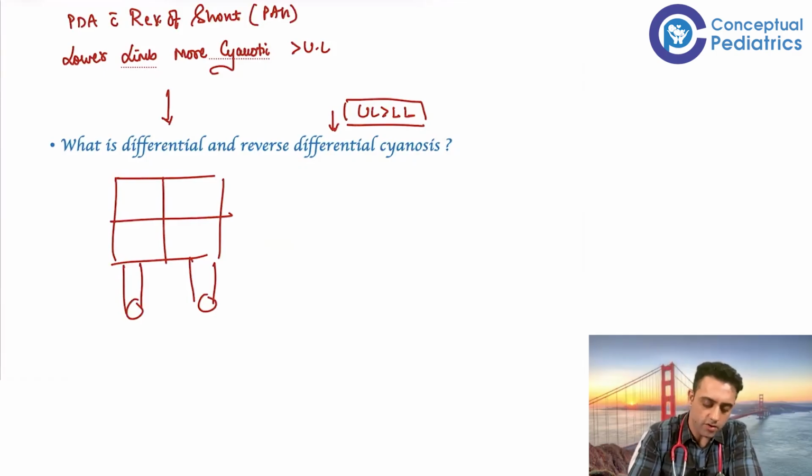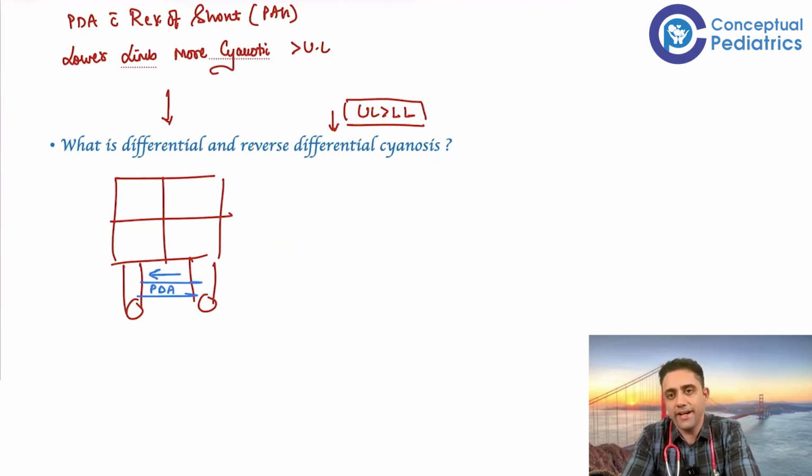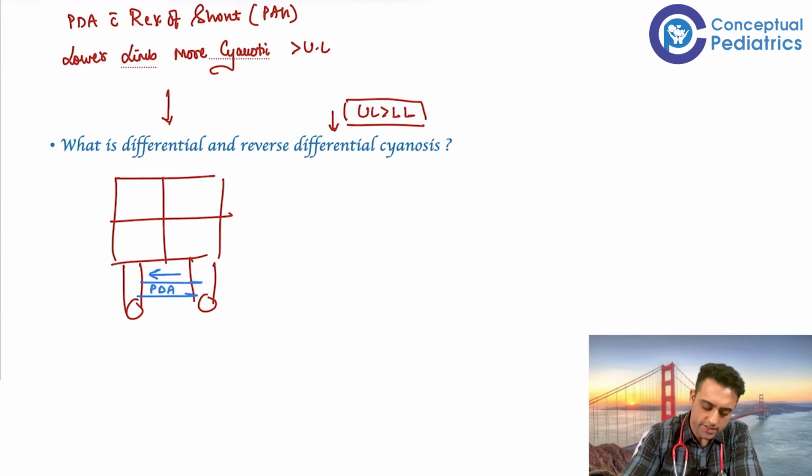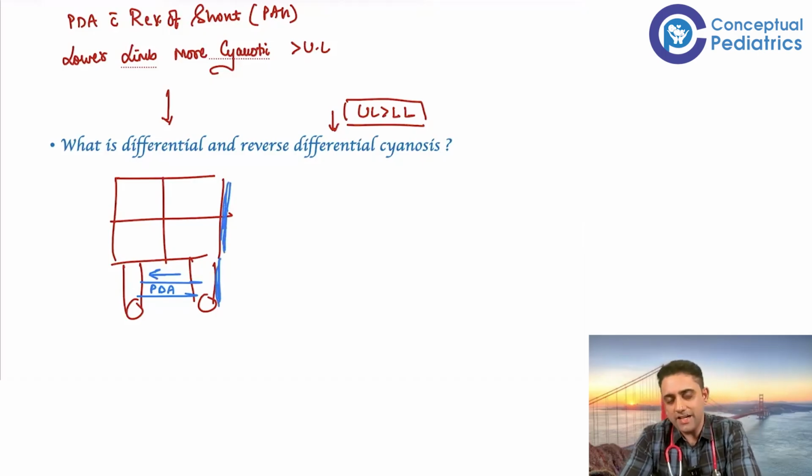So let's learn about it. PDA. We all know that this is patent ductus arteriosus, which is a left to right shunt, right? We all know that because the left side of the heart has a higher pressure than the right side. So PDA is always a left to right shunt. Now, in a case of PDA with reversal of shunt, my lower limbs will be more cyanotic than my upper limbs. Very simple, very easy. Understand the concept.